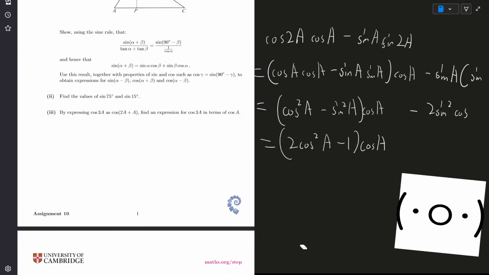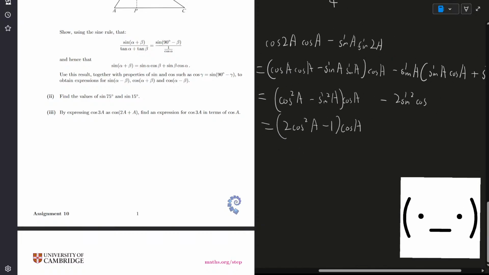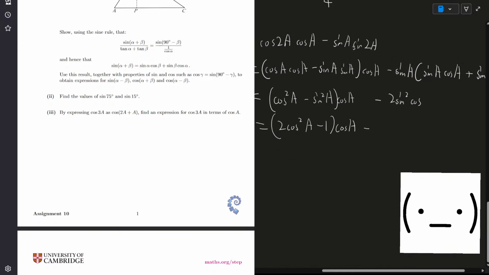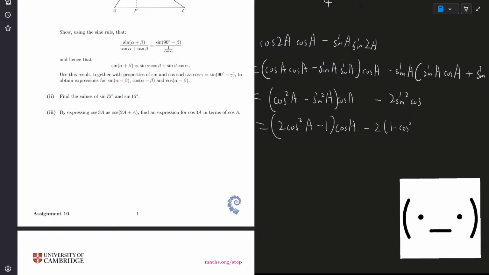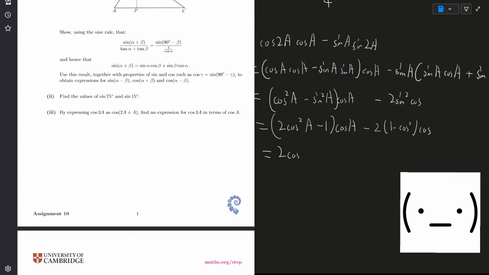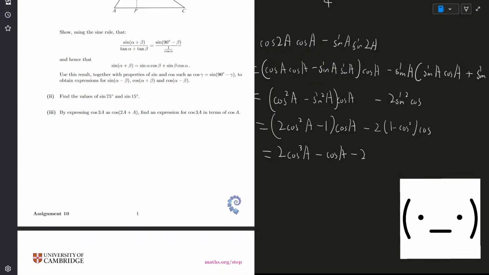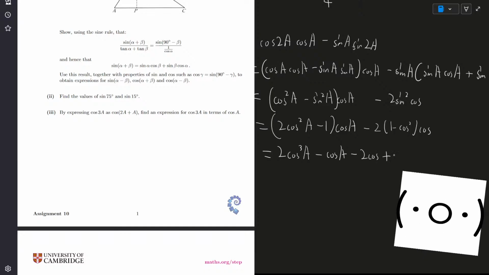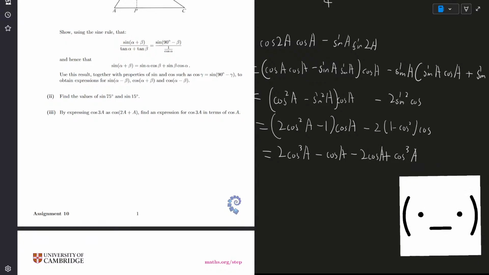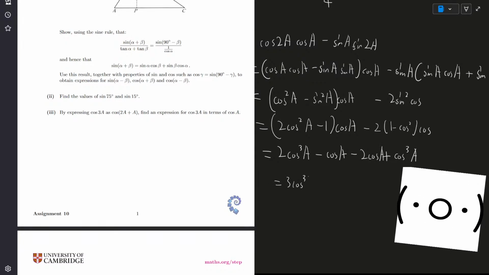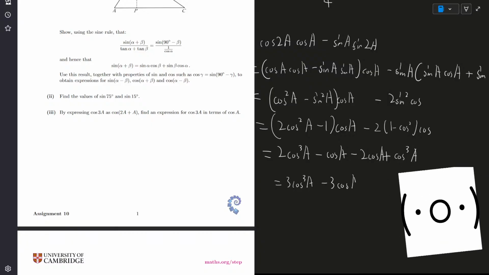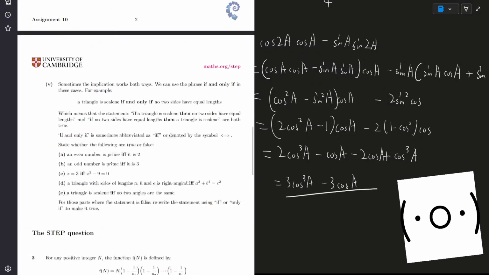Removing all of this because we don't need it anymore. And then finally we have cubed cosine a plus cubed, which all adds together to this lovely result. This done. Jesus, what a mess.